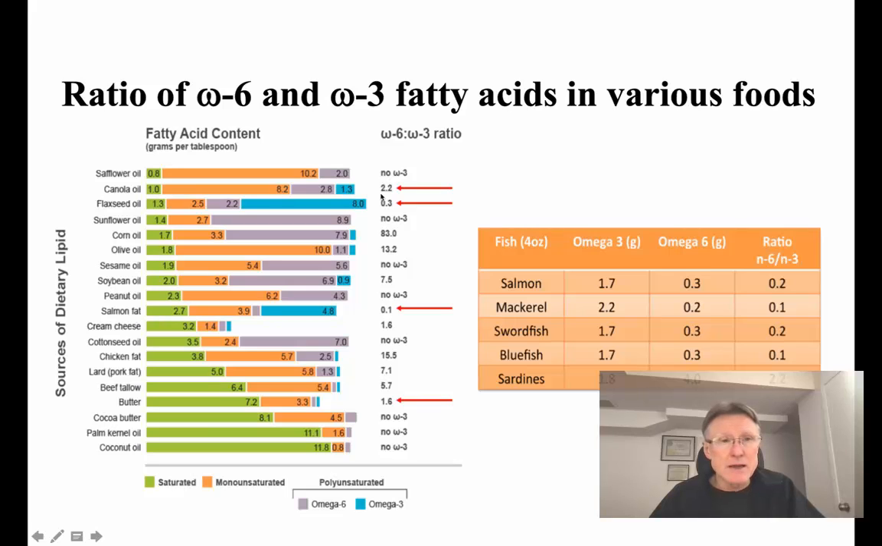And then you have flaxseed oil that has a ratio of 0.3, meaning that you have quite a bit of omega-3 and very little omega-6. So the ratio is very favorable here. If you look here, salmon also, there's 0.1. It's even lower than flaxseed oil. And you see here that you have much more omega-3 content than omega-6. So the ratio is quite low.